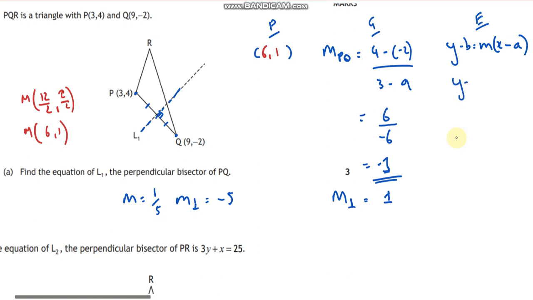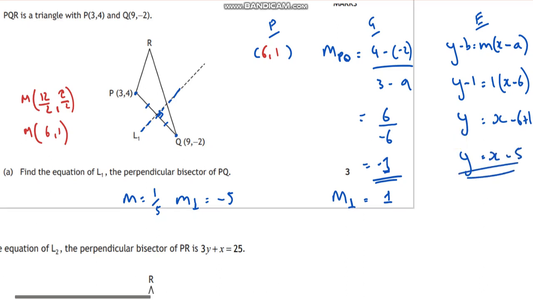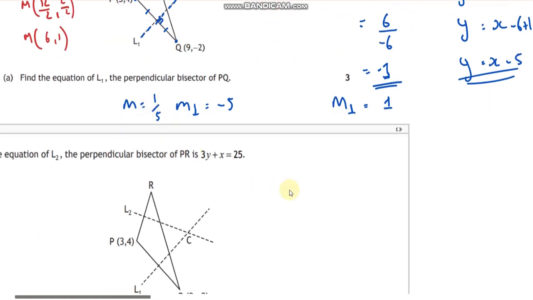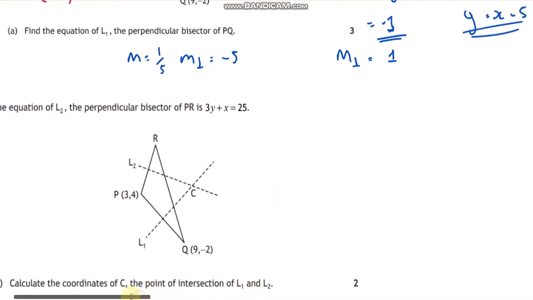So y take away b is equal to m times x minus a. So that's going to be x take away 6. I'll add the 1 to that side. So y equals x take away 5. So you're going to get a mark for your midpoint, a mark for the perpendicular gradient, and a mark for your final answer. So PGE, not too bad a question, eh? Next question.